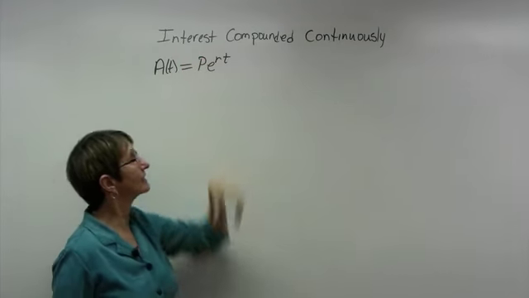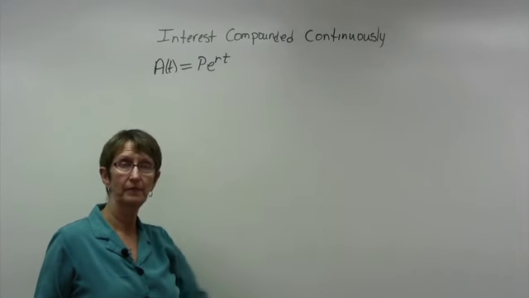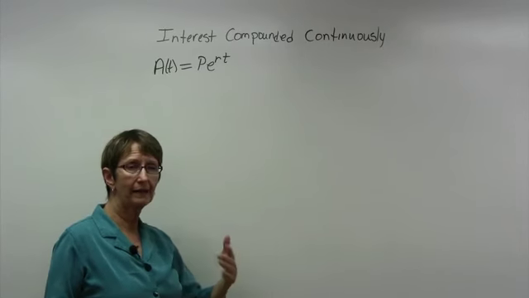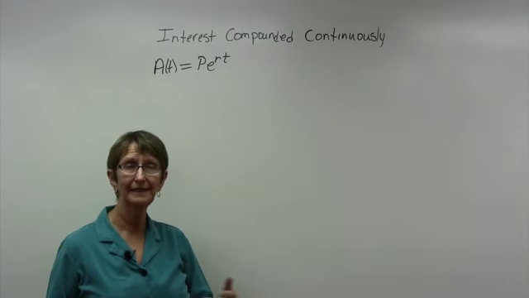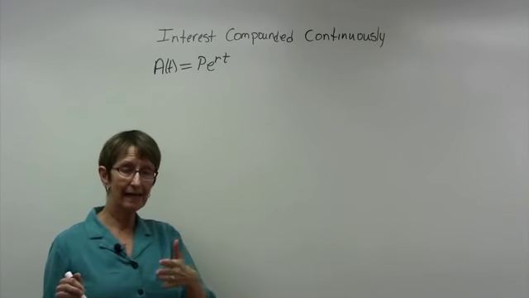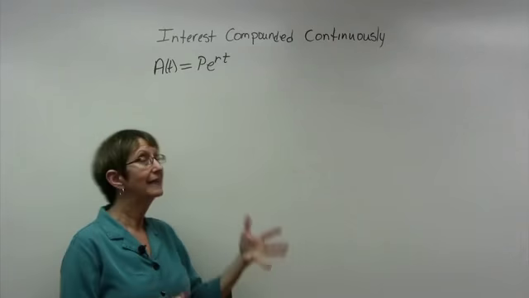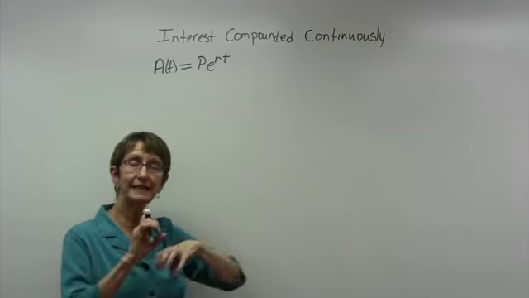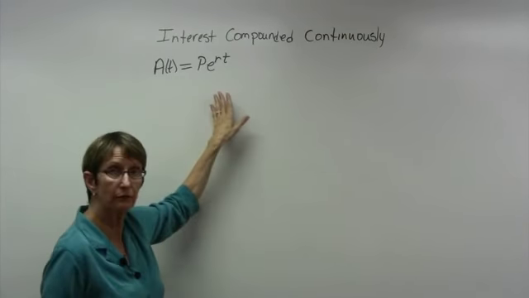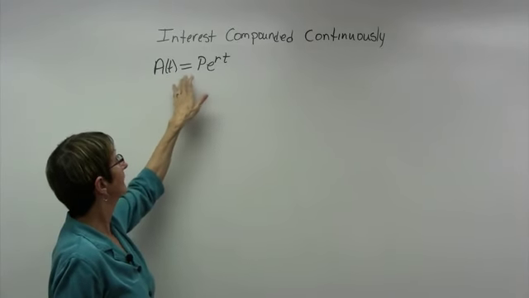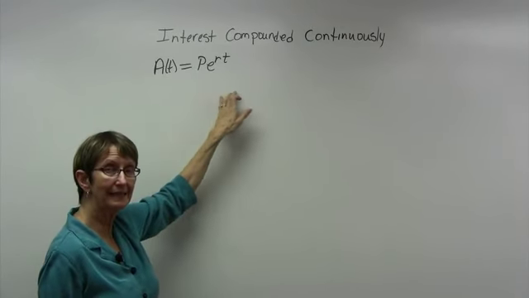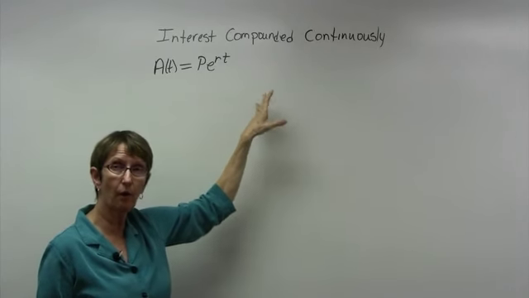This is the interest that's compounded continuously. We have interest that's compounded once a year, twice a year, 4 times a year, monthly, daily. As you get compounding more often, eventually you run into continuous compounding, and it shortens the formula considerably. So we have A of t is equal to P times e raised to the rt power.